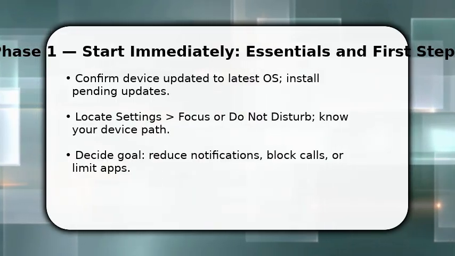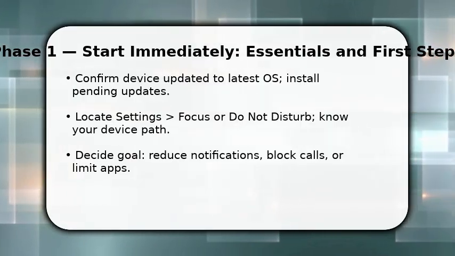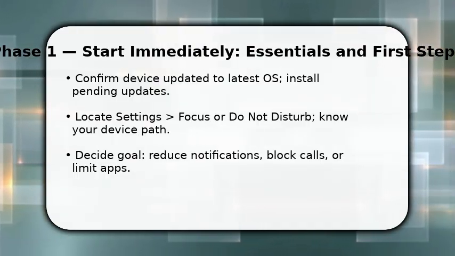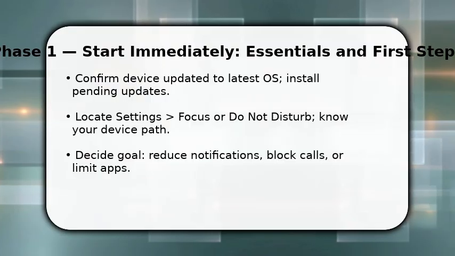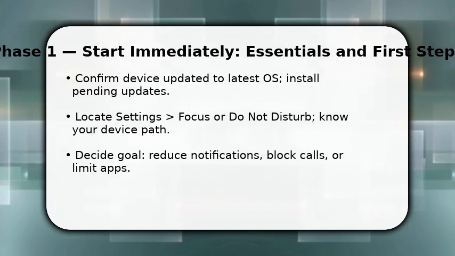Make a quick decision about your goal. Silence notifications, block calls, or allow only specific apps. Doing that now saves back and forth later, because focus configurations depend on the intent you choose. It determines what permissions and exceptions you'll grant next.